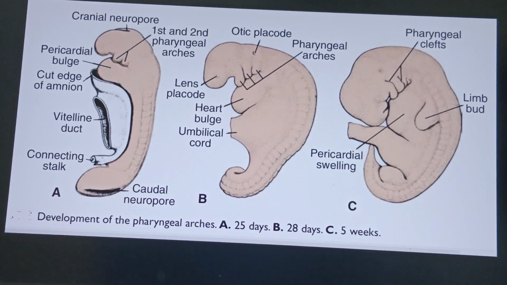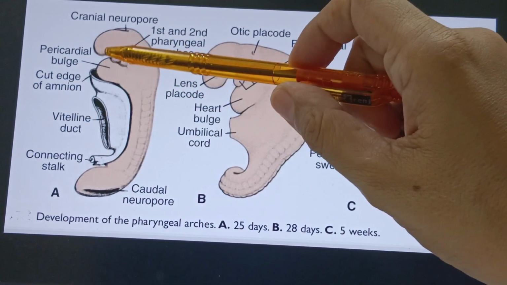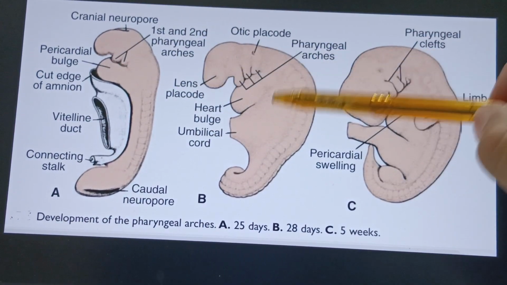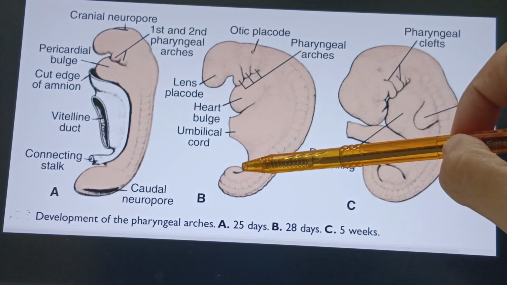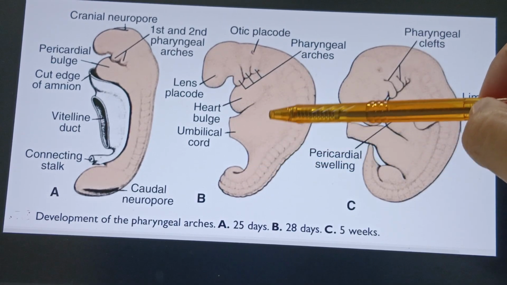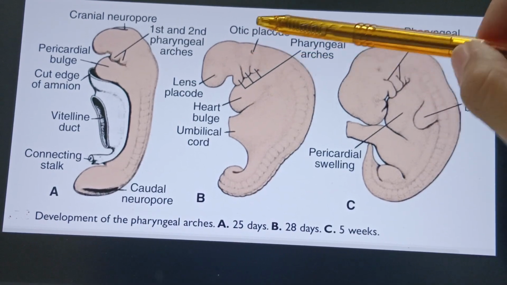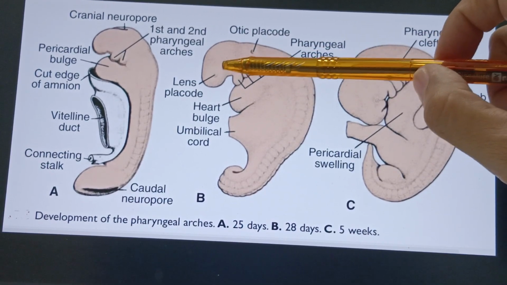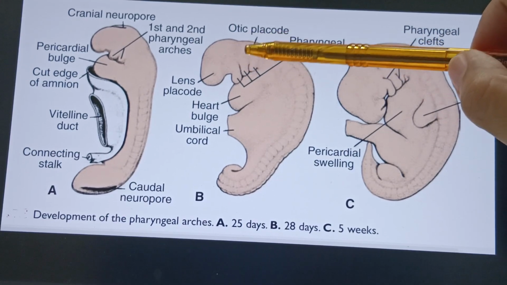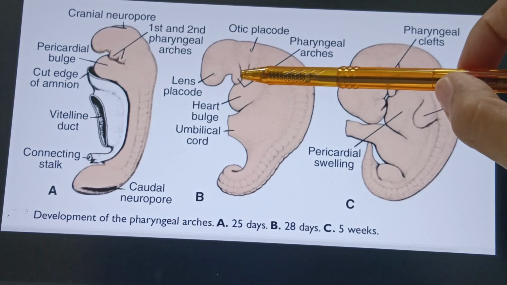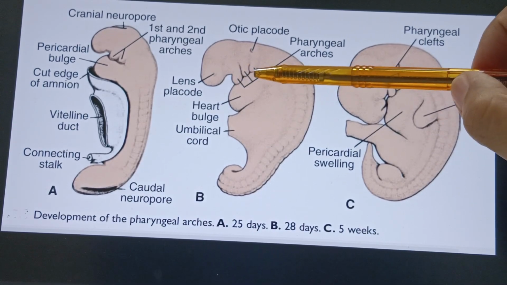Again, concentrate on this picture. This is the head region, this is the pericardial bulge, this is the stomodeum. This is the neural tube portion, and anterior or ventral to it we have the primitive gut, and the most cephalic portion of the foregut is called the primitive pharynx. And around the primitive pharynx, in its lateral and ventral walls, we have the development of the pharyngeal arches.